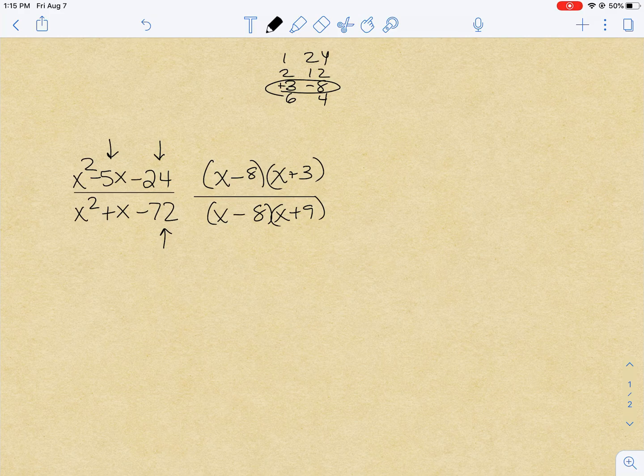Now, once you get it factored, you're looking for common factors on the numerator and the denominator that could reduce to 1. So remember, anything divided by itself is 1. So if I take x minus 8 divided by x minus 8, that's going to reduce to be 1.